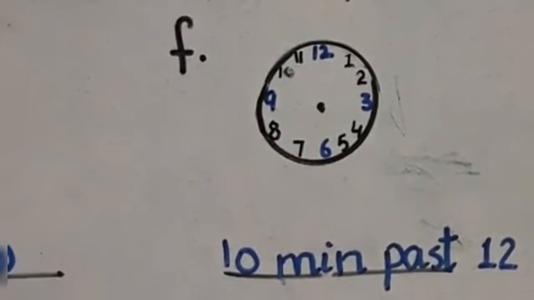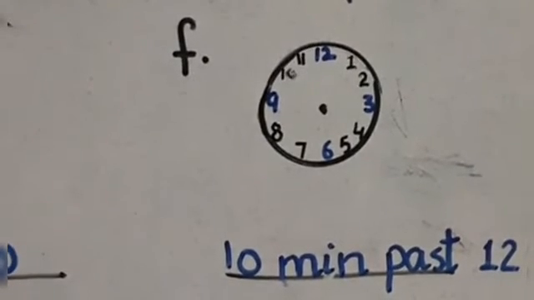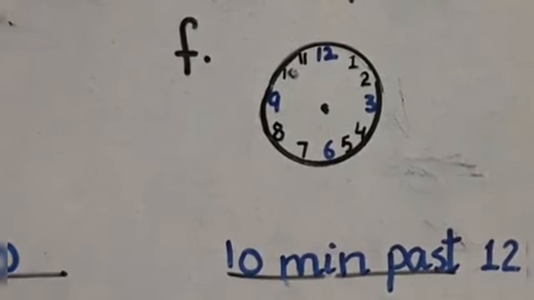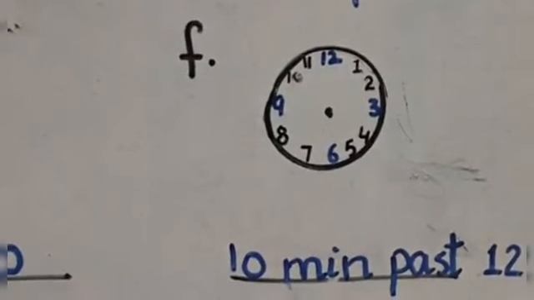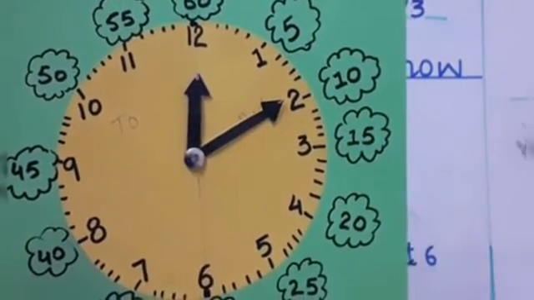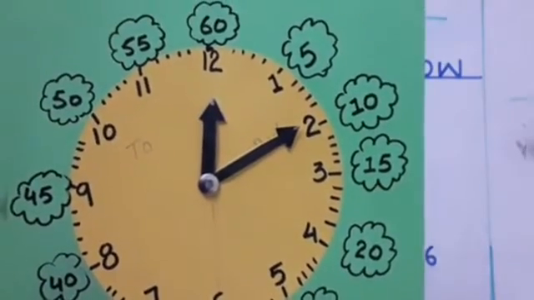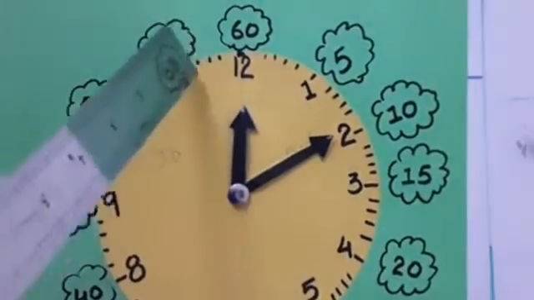Okay students, on the next clock you can see the time we have to arrange the short hand and hour hand and minute hand on 10 minutes past 12. Means after 12 o'clock 10 minutes have passed. So students, you can see in this picture 10 minutes past 12. Okay, you can see here that this is 12 o'clock.